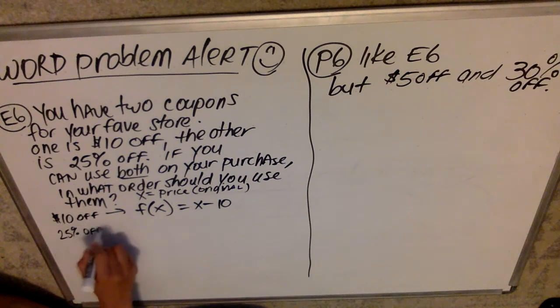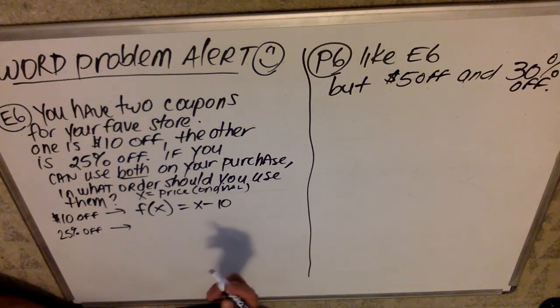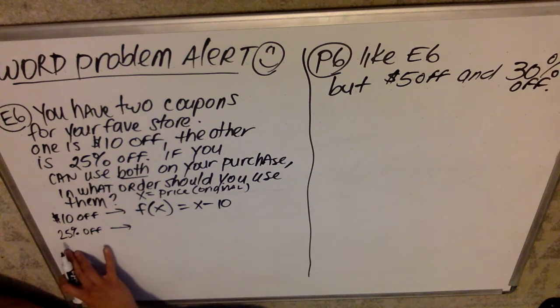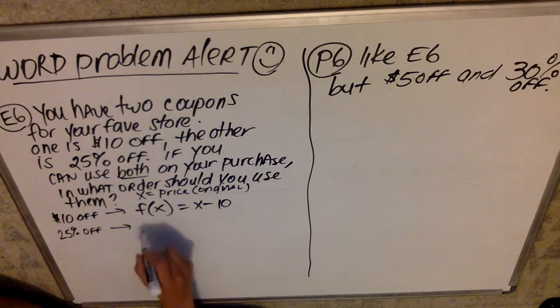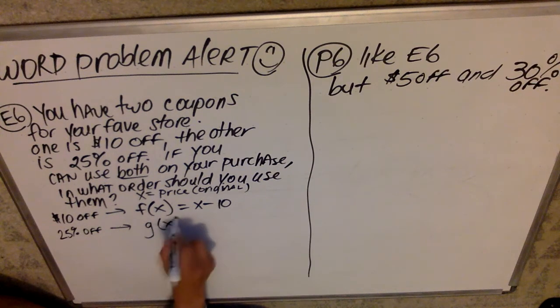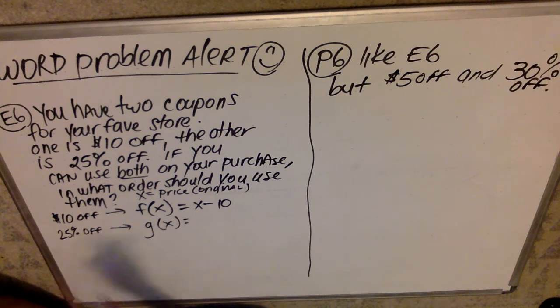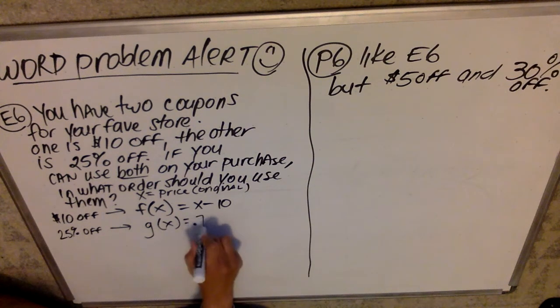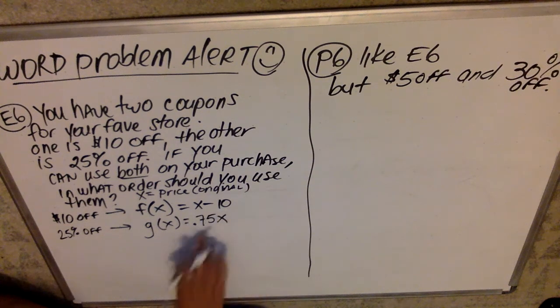I'm going to go ahead and call that g of x, and you didn't have to pick f and g. You could have picked something else if there was a good abbreviation for 25, but you could call that like Q for quarter, right? Okay, so g of x. Now the trick is if you're not paying 25%, then you are paying the other 75%. So this is 0.75x. Okay, that's what it would look like if you took 25% off.